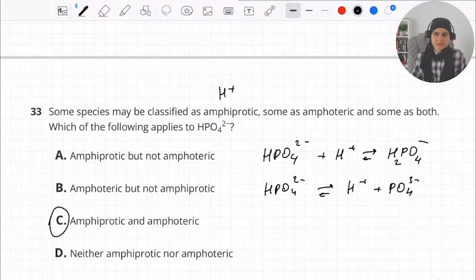And usually amphiprotic species come from polyprotic acids, the acids that have more than one proton, for example H2SO4, H3PO4. So HSO4 minus would also be an example of a substance that can both gain and lose a proton. Fine, okay.